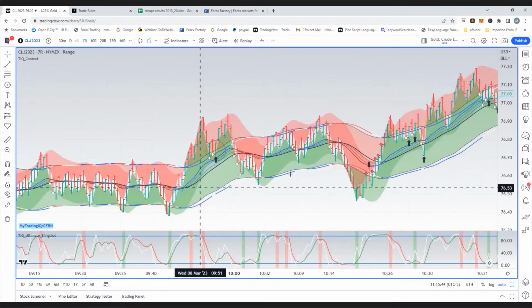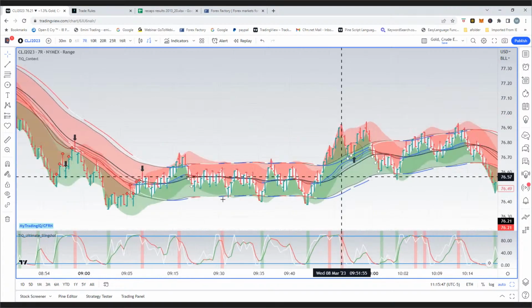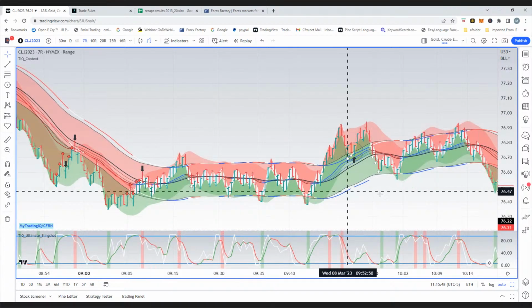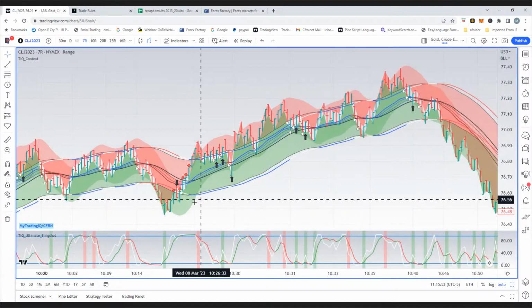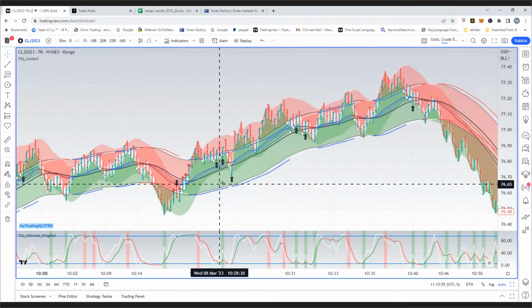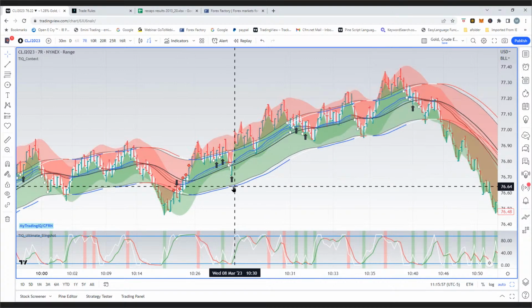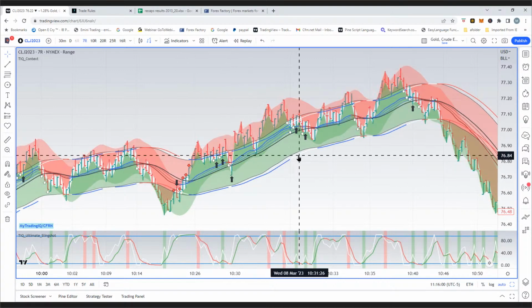So we had this one nice trade that I missed, and crude was really flat right through here, so I didn't look at it at all. It did give some winning trades in here. That would have been a break even. That would have been a break even. That would have been a break even. That would have been a profitable trade. That would have probably stopped you out.